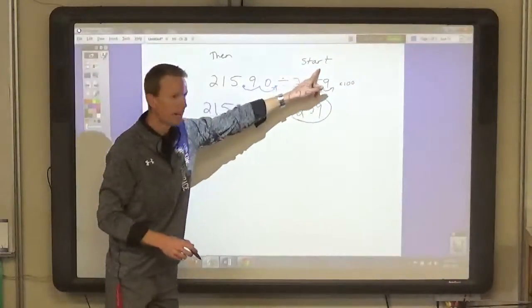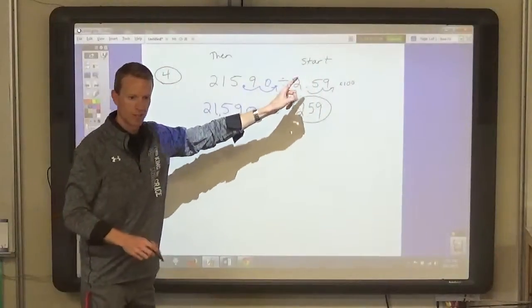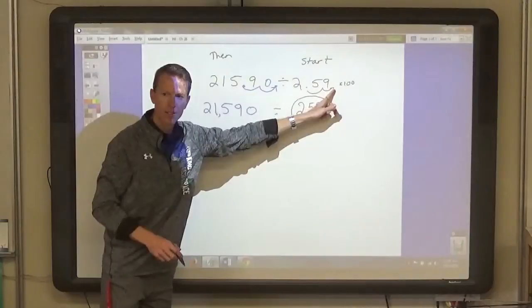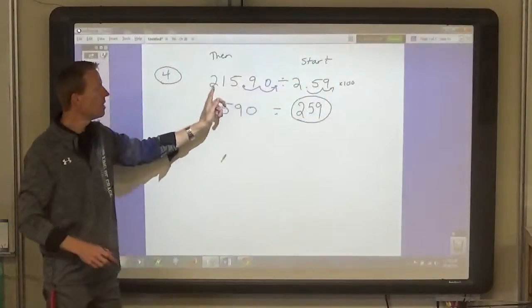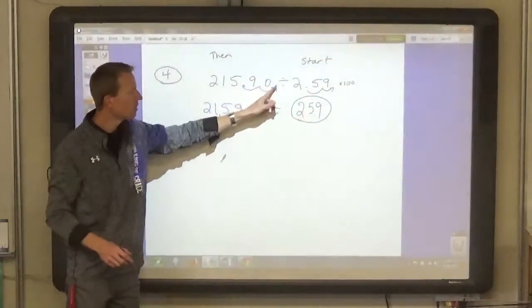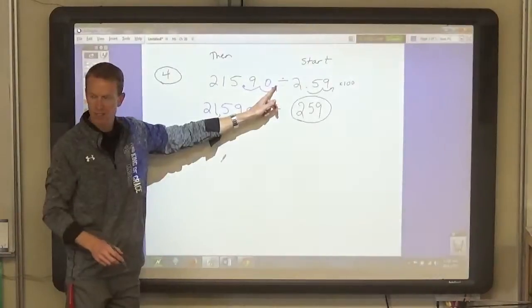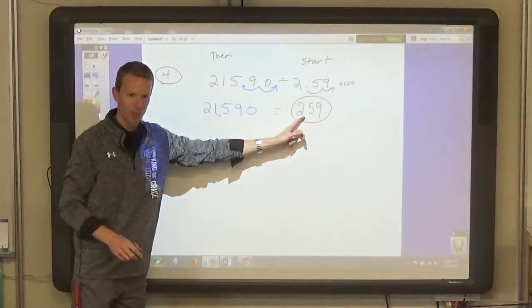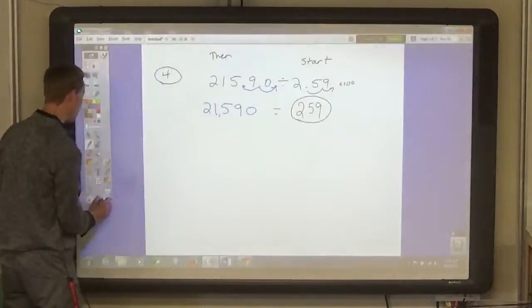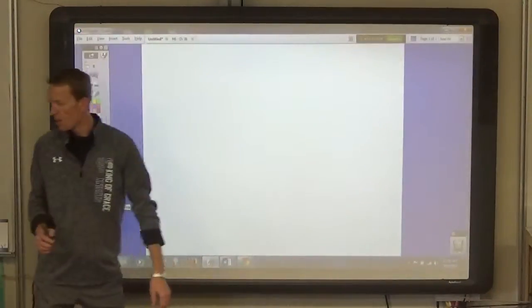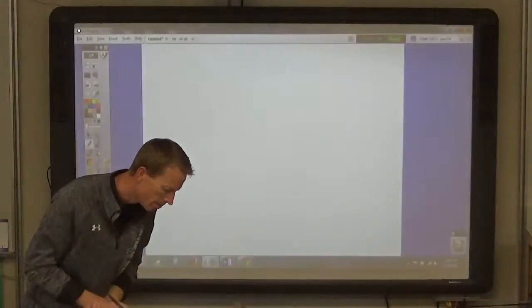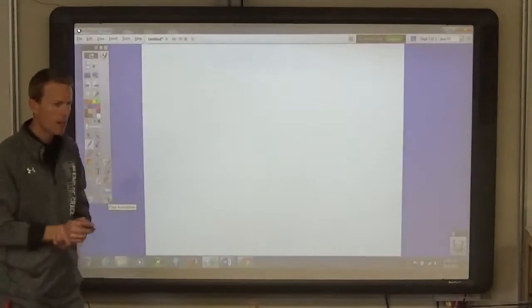Start with the second number. Start with the divisor. Move it to the end. Then go to the dividend and move it the same number of places. Write the new problem. Okay? Let's skip down to number 11. Skip down to number 11.